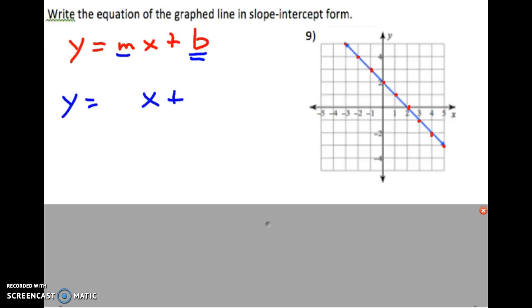Let's start with the easy part. Let's do the b. If you remember, the b is the y-intercept. That means we are looking for where we are crossing the y-axis. So if we go down the y-axis, we are crossing the y-axis right there at 2. So we just fill in the b with 2.